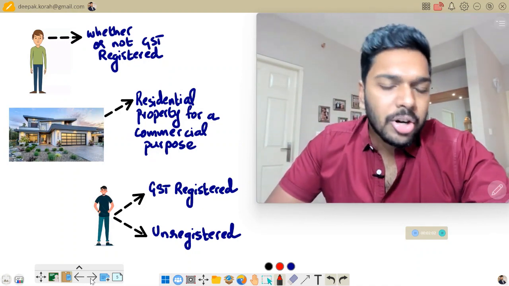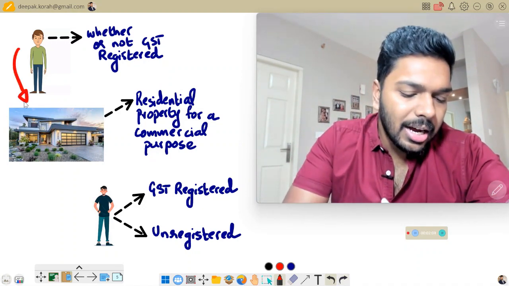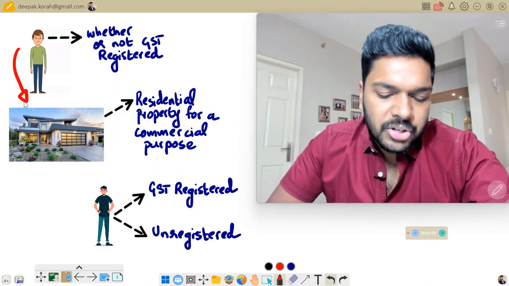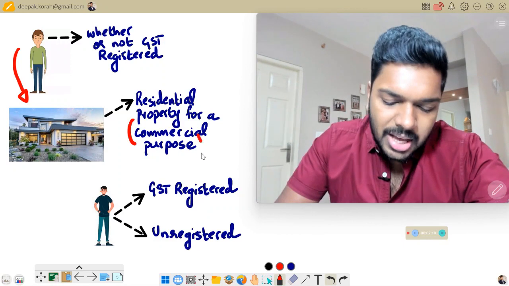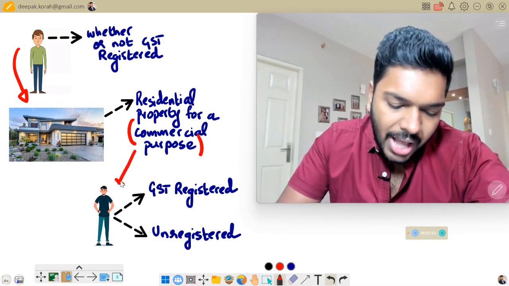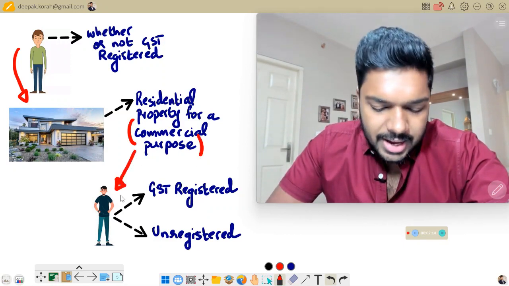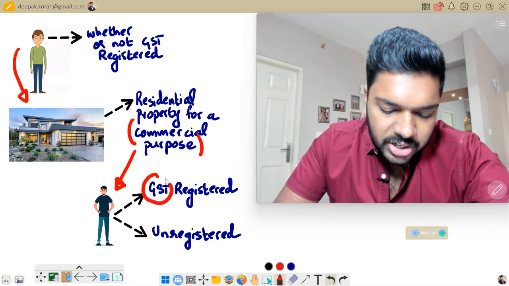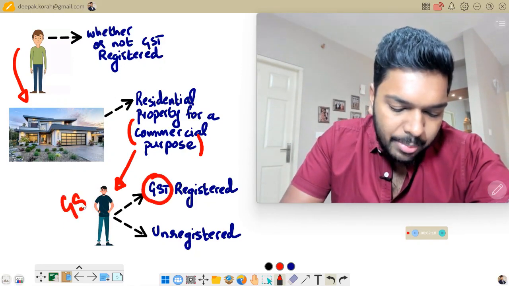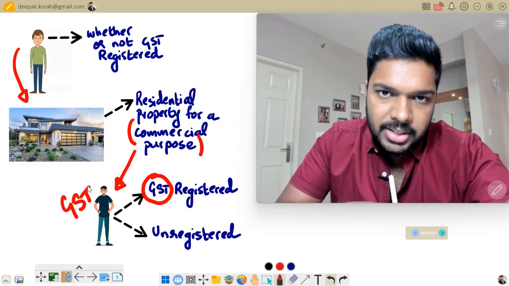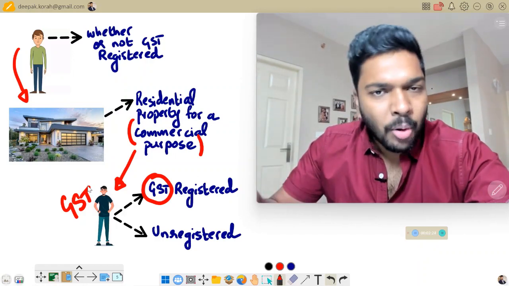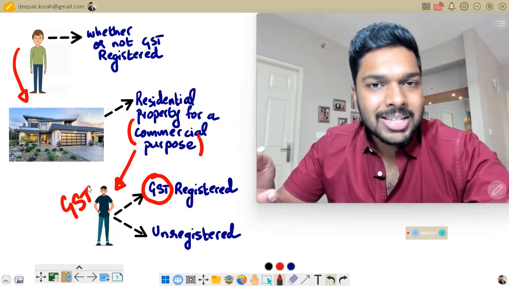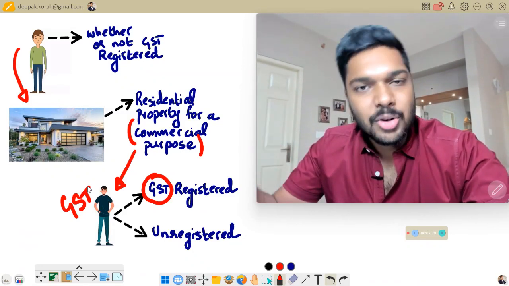Now if you have a landlord here and he's letting out a property which is a residential property, but typically for a commercial purpose, then you have to go forward and look at the status of the tenant. If the tenant has obtained a GST registration, then he would be the person liable to pay GST on reverse charge basis. That is, at the time when he makes the payment of rent to the landlord, at that point of time he has to calculate 18% GST and pay the same from his pocket to the government.